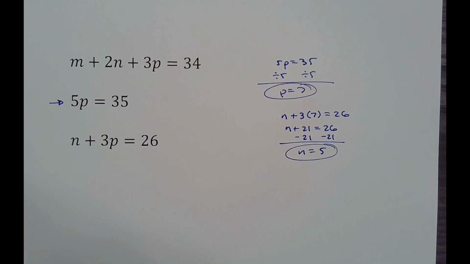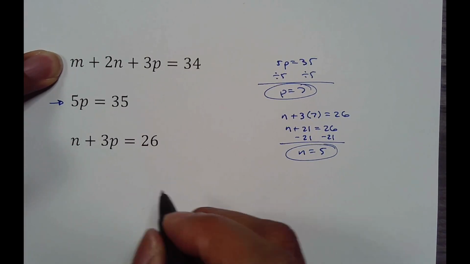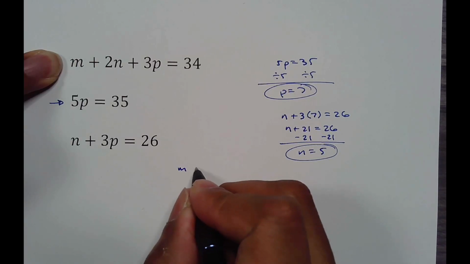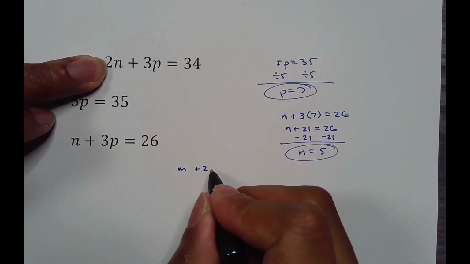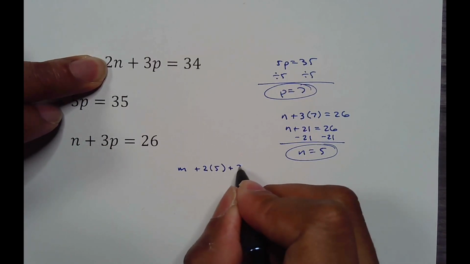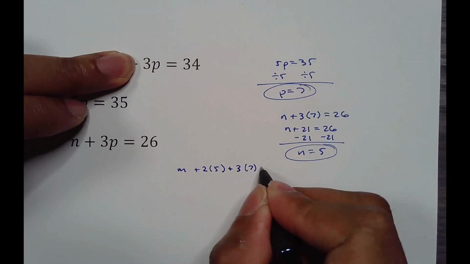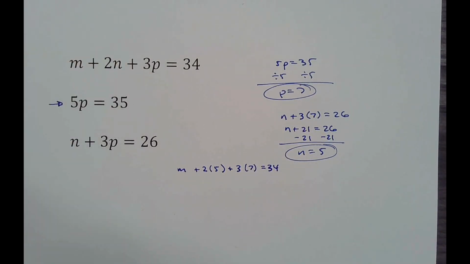I also would suggest not doing it in your head yet, because next chapter you do have to show all the work. So what we're working on is trying to get you ready for chapter 2 as we work through chapter 1. But anyway, that was your 2 variables. Now we take it up to our 3 variables, which has m, which we don't know, plus 2n, which we know to be 5, plus 3p, which we know to be 7, equals 34.